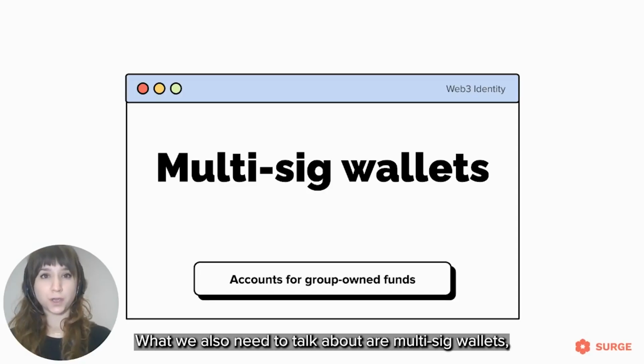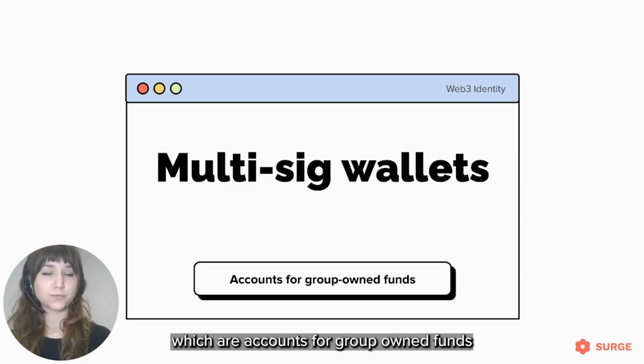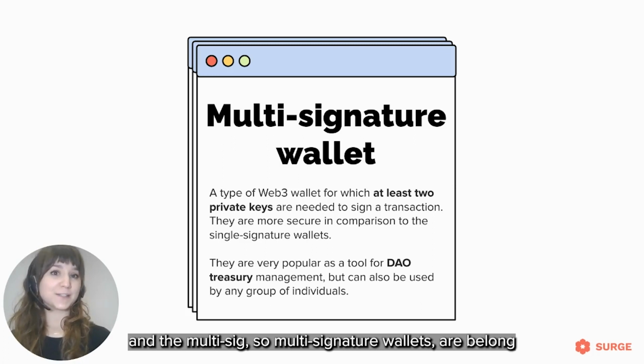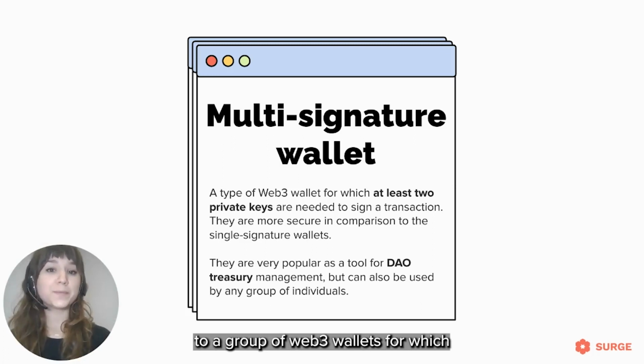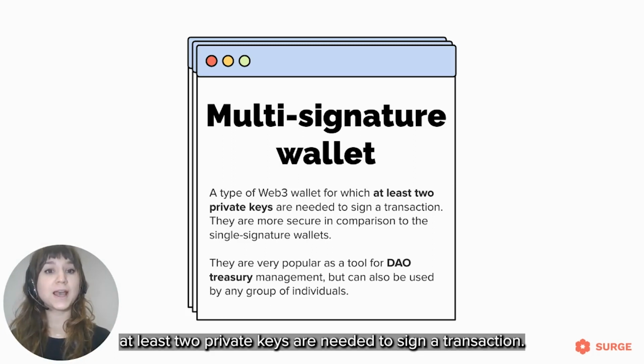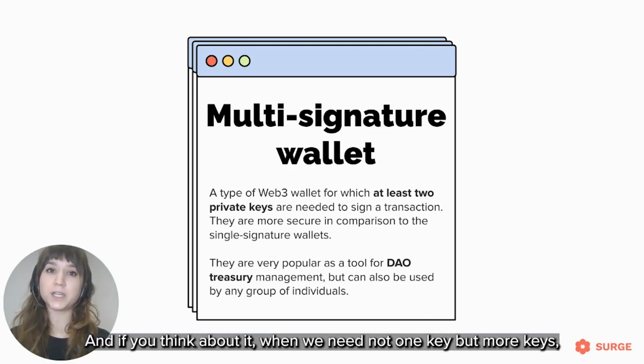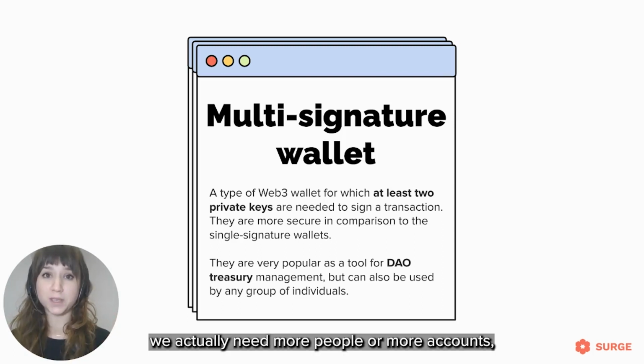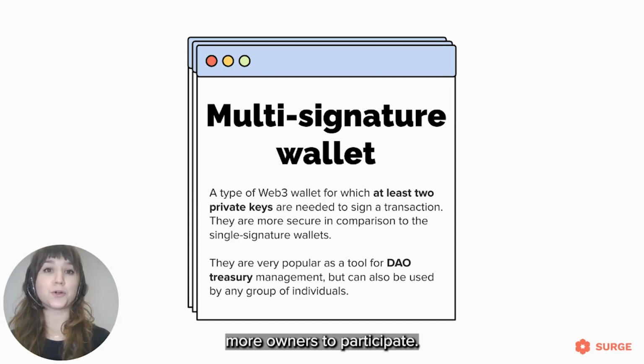What we also need to talk about are multi-sig wallets, which are accounts for group-owned funds. And the multi-sig, so multi-signature wallets, belong to a group of Web3 wallets for which at least two private keys are needed to sign a transaction. And if you think about it, when we need not one key but more keys, we actually need more people or more accounts, more owners to participate.